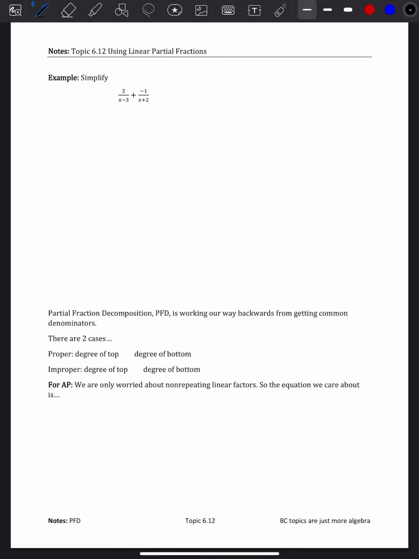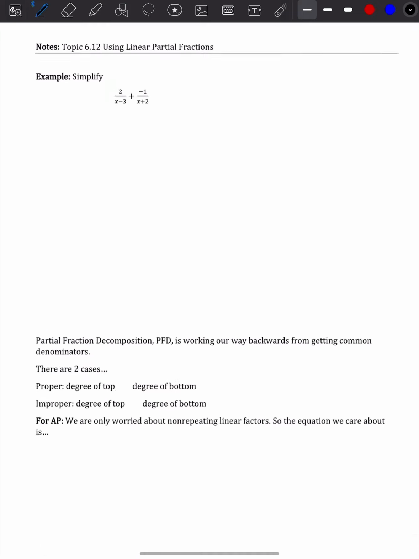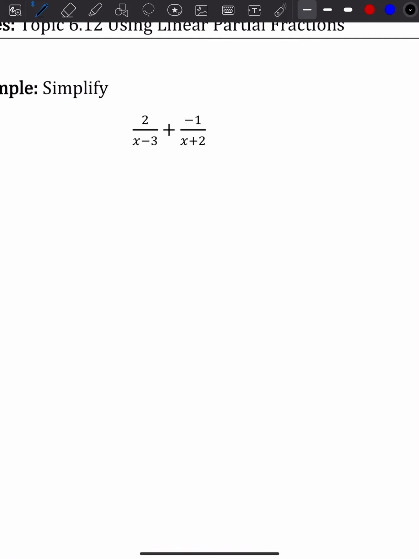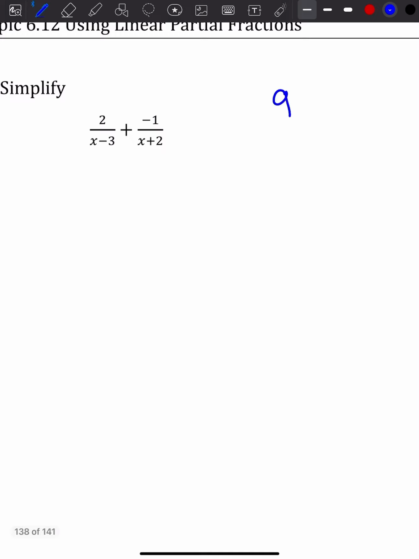Today we're going to be talking about linear partial fraction decomposition. Before we get into the actual partial fraction decomposition, we're going to talk about simplifying fractions. So we are given this problem here, 2 over x minus 3 plus negative 1 over x plus 2. In order to add these fractions, the first thing that we need to do is get common denominators.